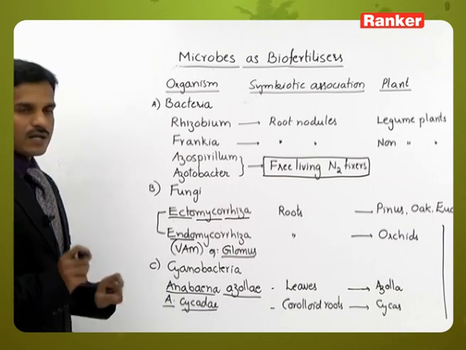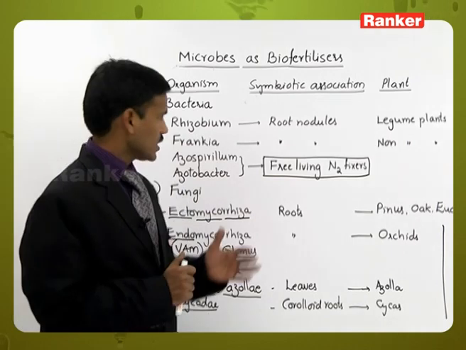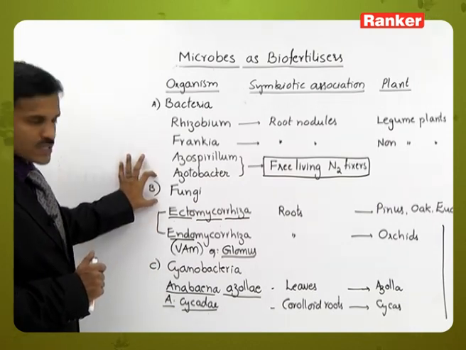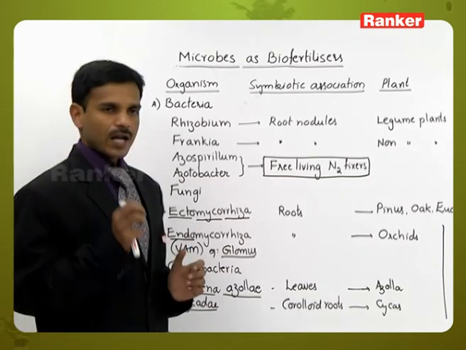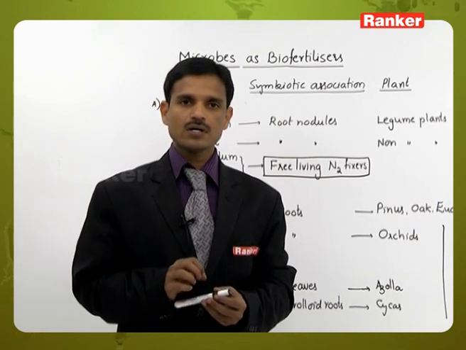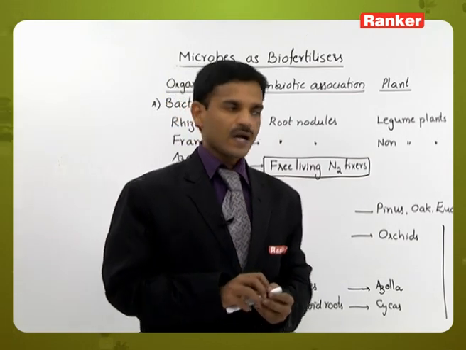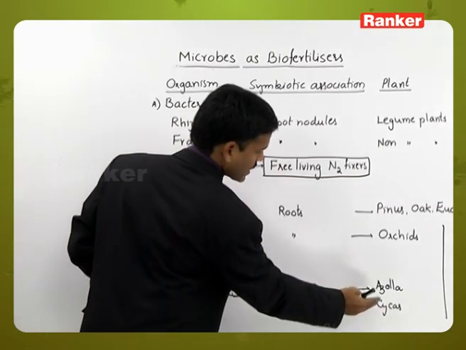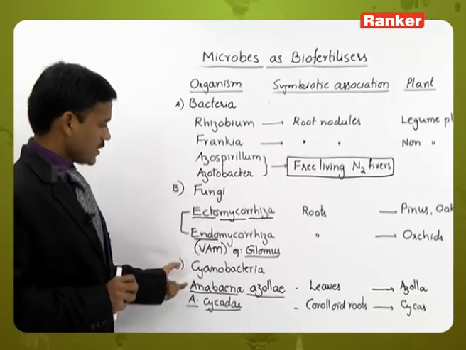Next, cyanobacteria. Cyanobacteria are blue-green algal members. They are also prokaryotes. Bacteria are prokaryotes, cyanobacteria are also prokaryotes, and fungi are eukaryotes. Here the blue-green algal members are like Anabaena, Nostoc, Oscillatoria and Aulosira. So these are some blue-green algal members. They are photosynthetic, and they live as symbionts in the Azolla plant, Cycas and other plants also.